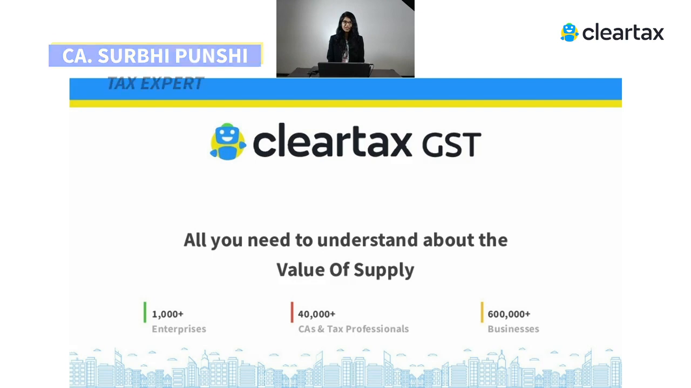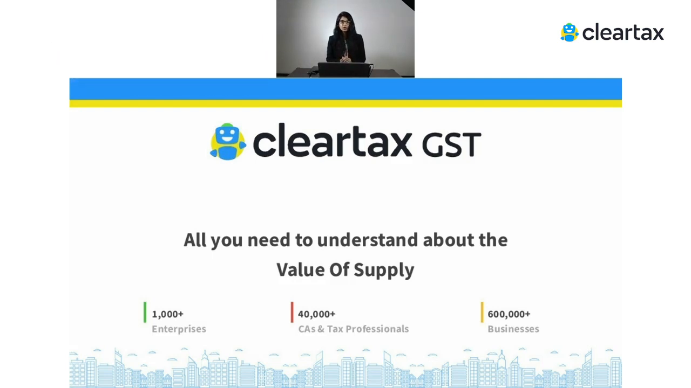Today we are going to discuss value of supply under GST, which helps us in knowing on what particular value we are going to charge, because ultimately we need to deposit some tax to the government, but on what value do we have to charge that GST rate? That actually helps in knowing what is your value of supply.